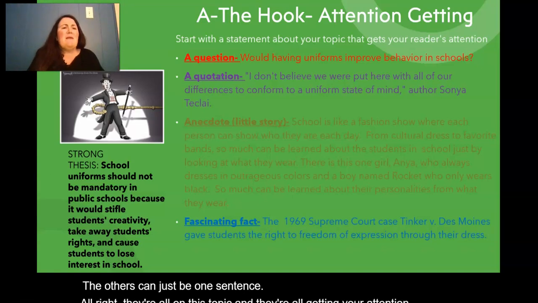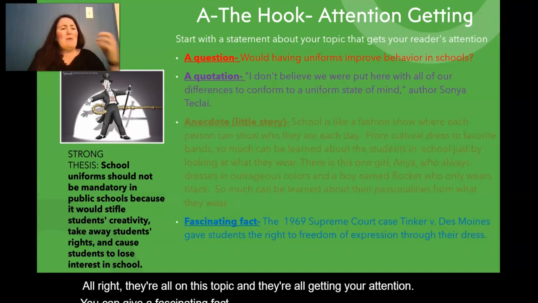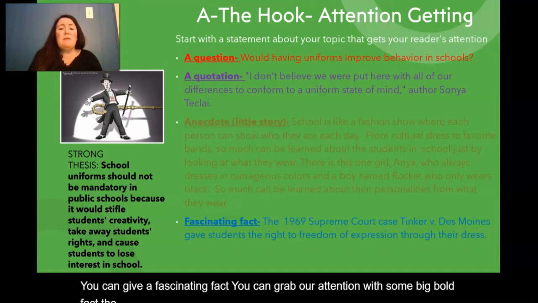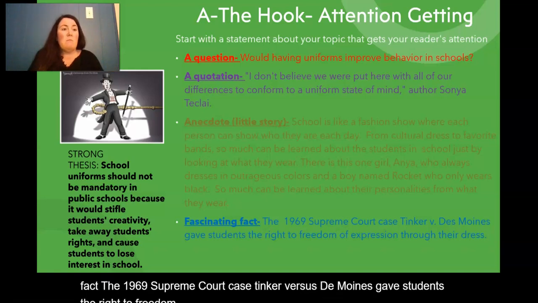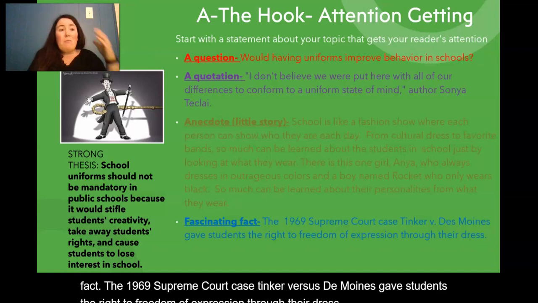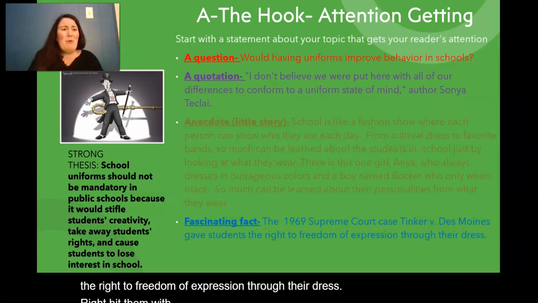You can give a fascinating fact. You can grab our attention with some big, bold fact. The 1969 Supreme Court case, Tinker versus Des Moines, gave students the right to freedom of expression through their dress. Right? Hit them with that strong fact. The Supreme Court already said it. Kids can dress how they want.